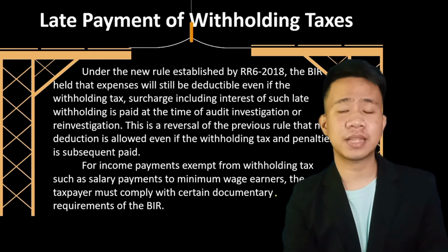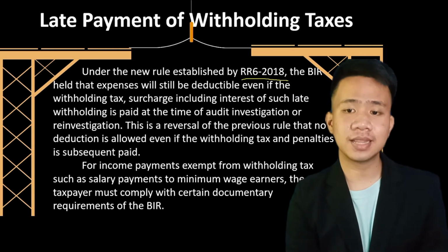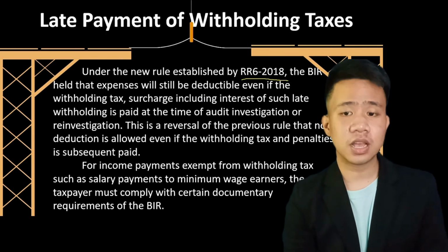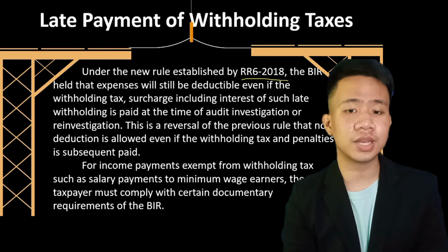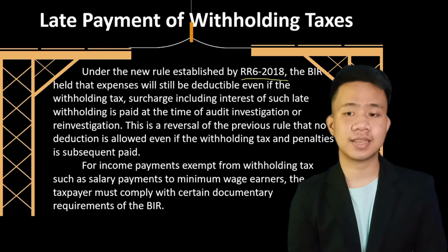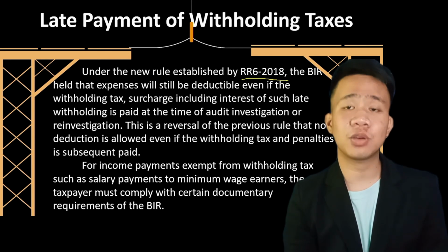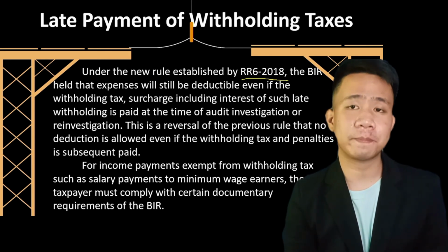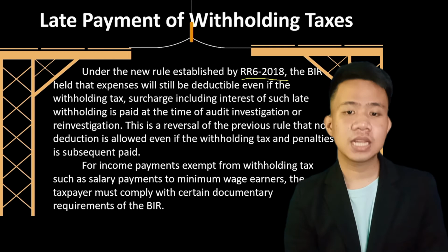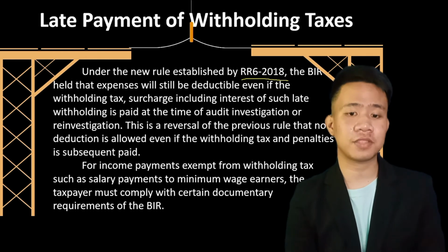So there's this late payments of withholding taxes. Under the rule established by RR 6-2018, the BIR held that expenses will still be deductible even if the withholding tax surcharge, including interest of such late withholding, is paid at the time of an audit or investigation. This is a reversal of the previous rule that no deduction is allowed even if the withholding tax and penalties are subsequently paid. For income payments exempt from withholding tax, such as salary payments to minimum wage earners, the taxpayers must comply with certain documentary requirements of the BIR.